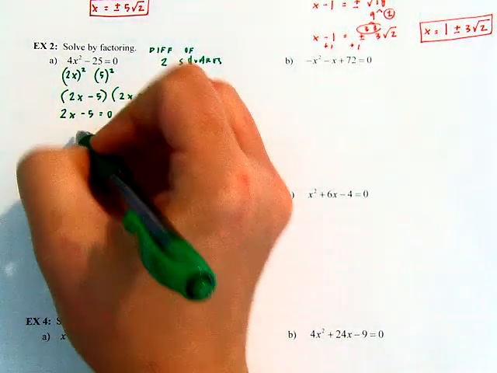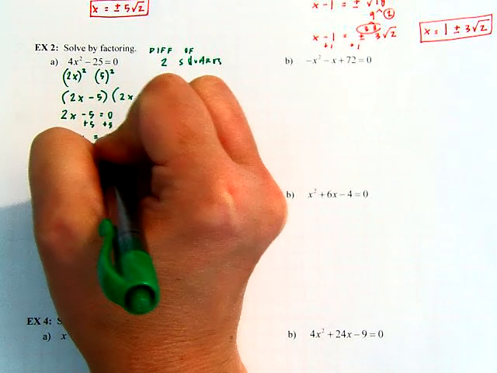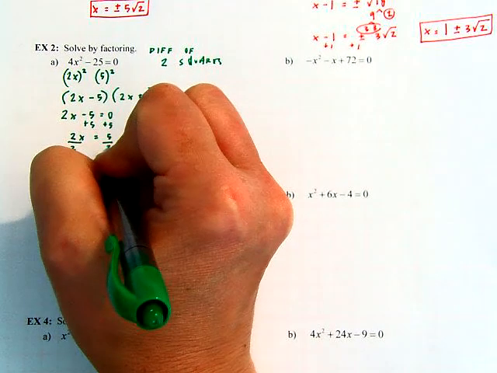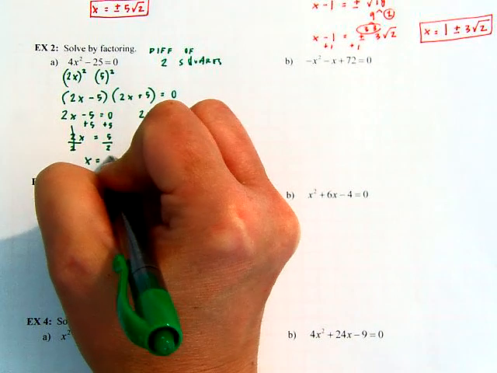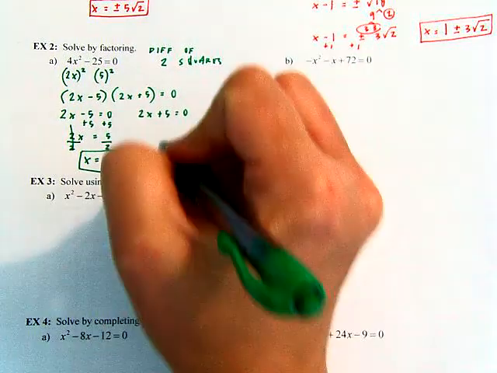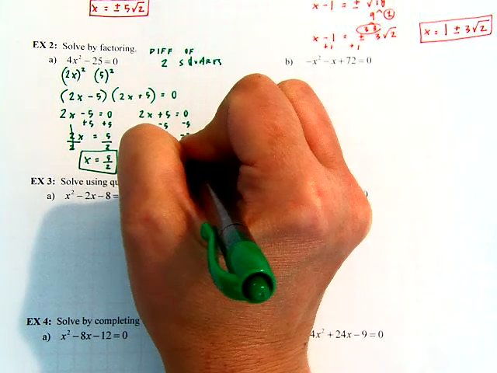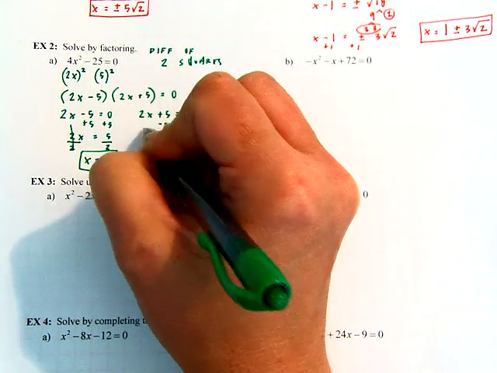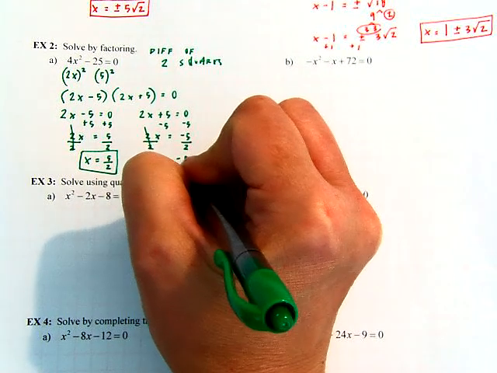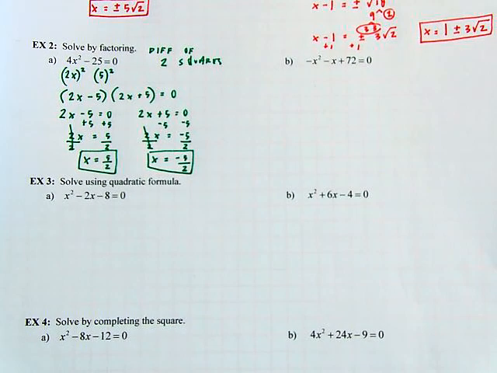So for this one on the left, I'm going to add the 5. So 2x equals 5, and then divide by 2. So I get that x equals 5 halves, 5 over 2. And then on the right, I'm going to take away the 5. So 2x equals negative 5. Divide each side by 2, and I get x equals negative 5 halves. Just like that. So I end up having opposites, plus or minus 5 halves. If you wrote them together like that, perfectly fine.